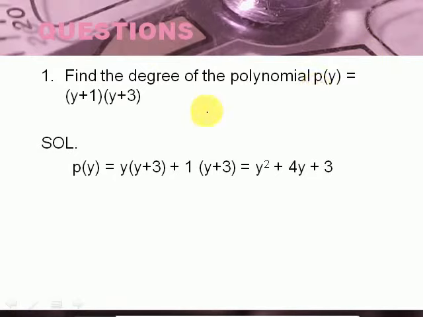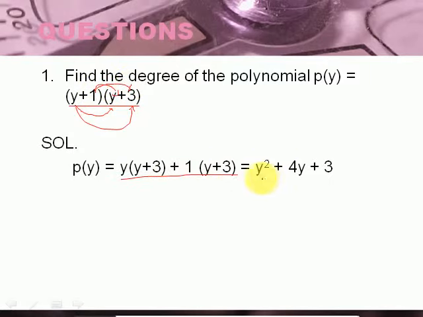Try to expand this polynomial. Try multiplying y plus 1 into y plus 3. When you multiply y plus 1 to y plus 3, you will multiply y to y, then y to 3, then 1 to y, and then 1 to 3. Correct? In this way, isn't it?